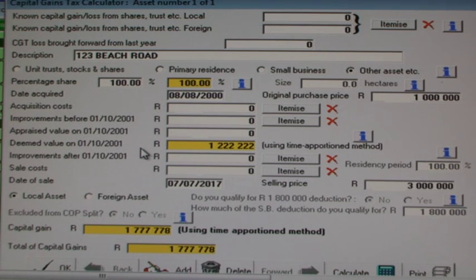You have to work out the total period of ownership of the asset and then proportion the profit over the whole period of ownership by the period before 1st of October 2001 and the period after that. You count the number of years before the valuation date and after the valuation date, but remember that a part of the year, even one day, counts as a full year. From 8th of August 2000 to 1st of October 2001 is counted as 2 years. From 1st of October 2001 to 7th of July 2017 is counted as 16 years. So 2 years before valuation date plus 16 years after valuation date makes 18 years.